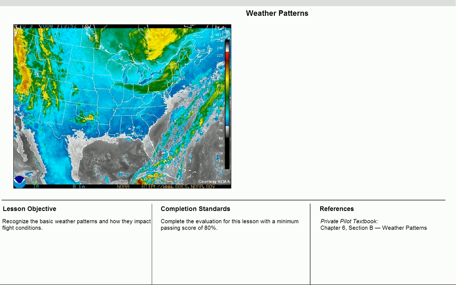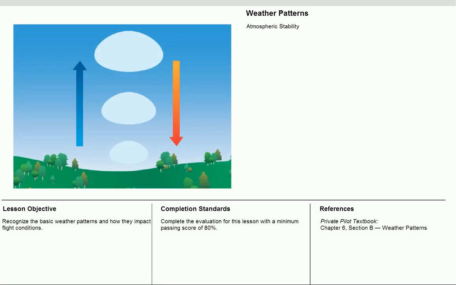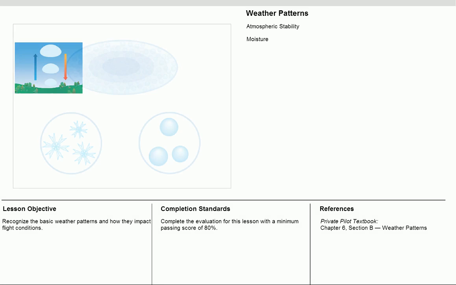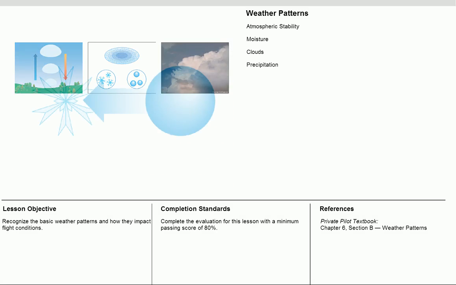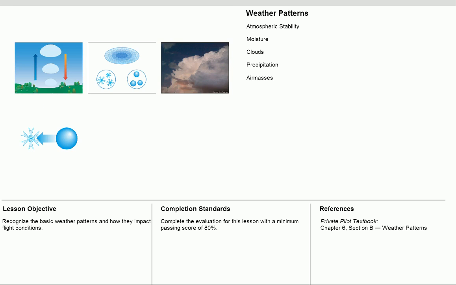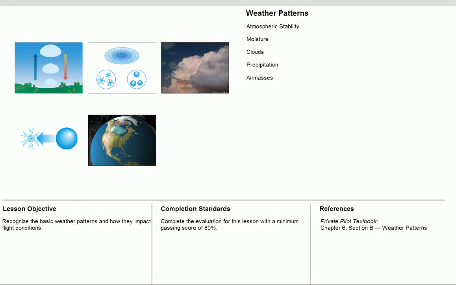A good grasp of how weather patterns occur will help you recognize the basic weather patterns that impact flight planning and flight conditions. In this lesson, you'll become familiar with atmospheric stability, moisture, clouds, precipitation, air masses, and fronts.